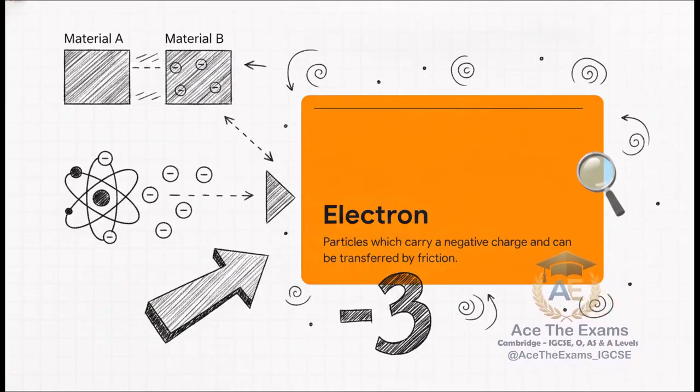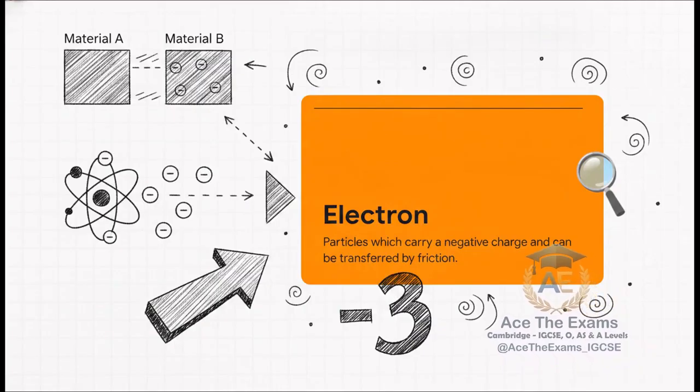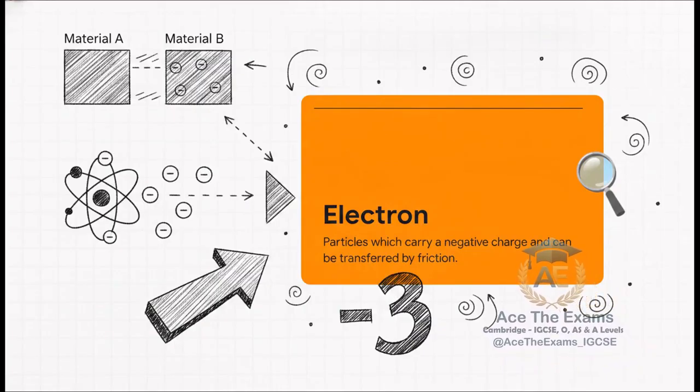By strict definition, an electron is a subatomic particle that carries a negative charge and can be transferred to or from a material by friction.